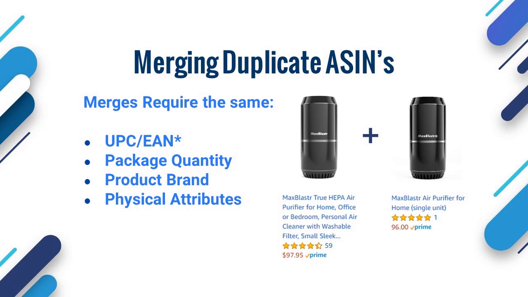They do have to have the same package quantity, the same product brand, and the same physical attributes. So obviously it's helpful the more information that matches in order to convince Amazon to merge those. But again, the only reason you'd want to really do a merge is if you had positive sales velocity or product reviews that you were hoping to aggregate, and the target ASIN is the ASIN that you want to keep as the main one, and you will merge all the other ASINs into that target ASIN.